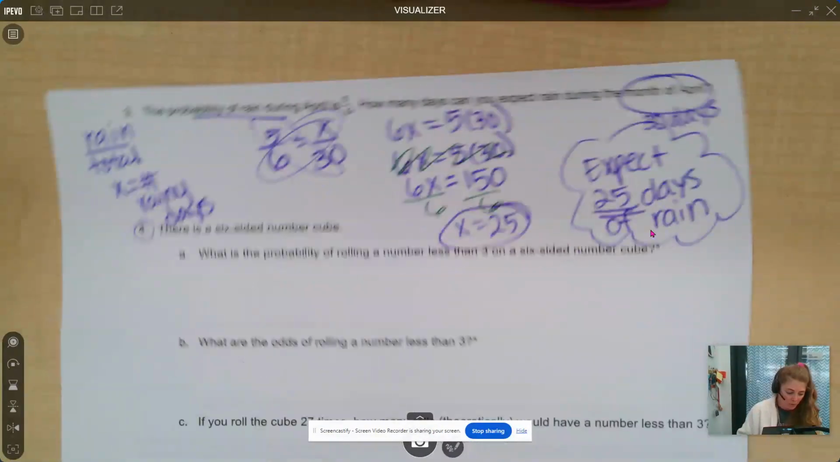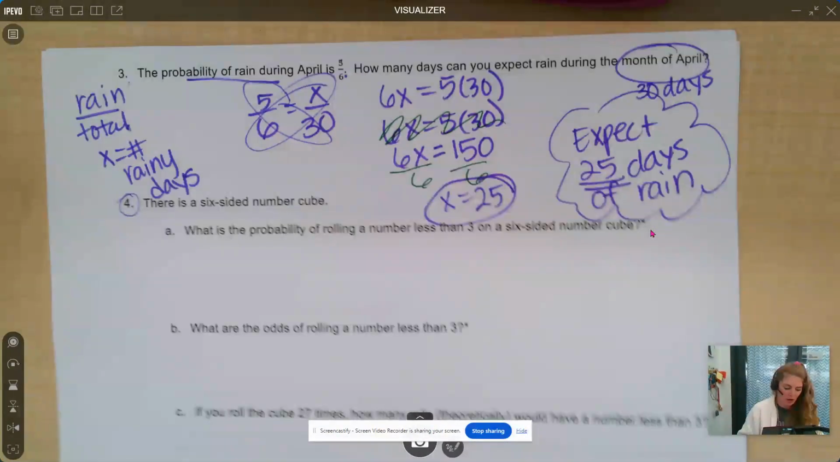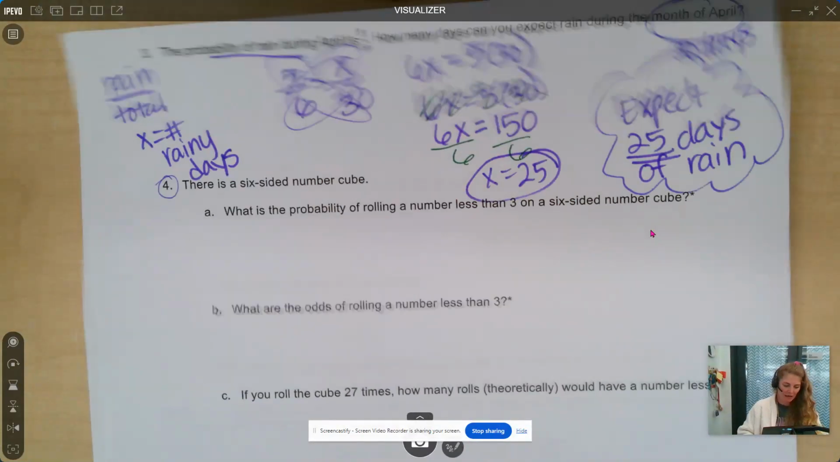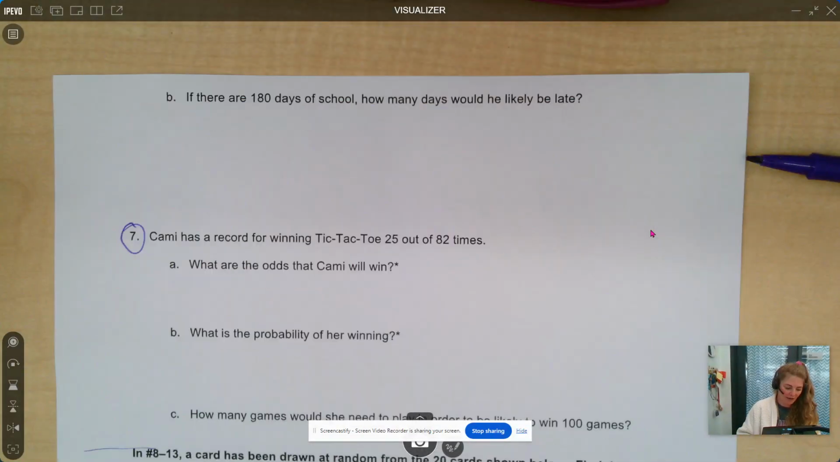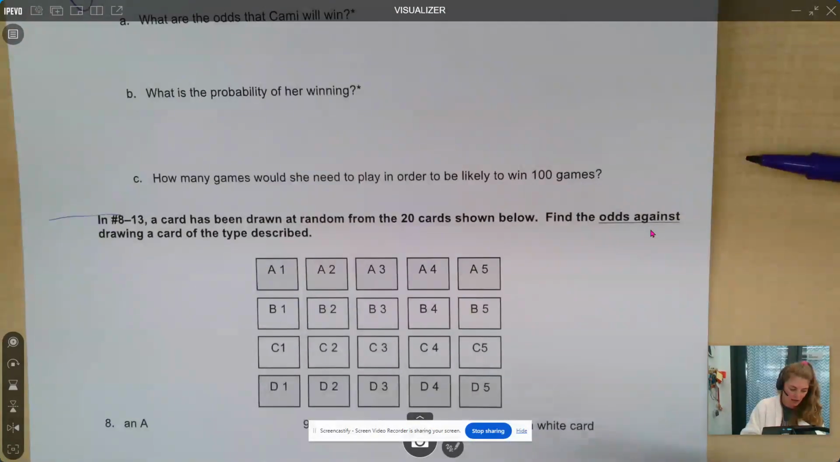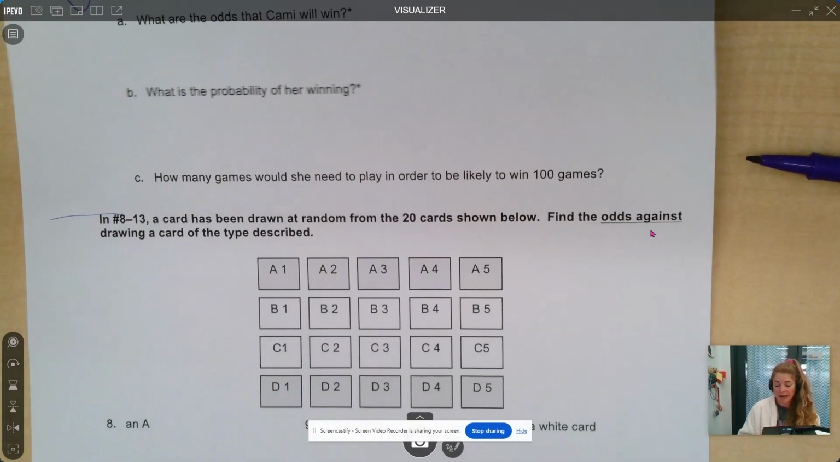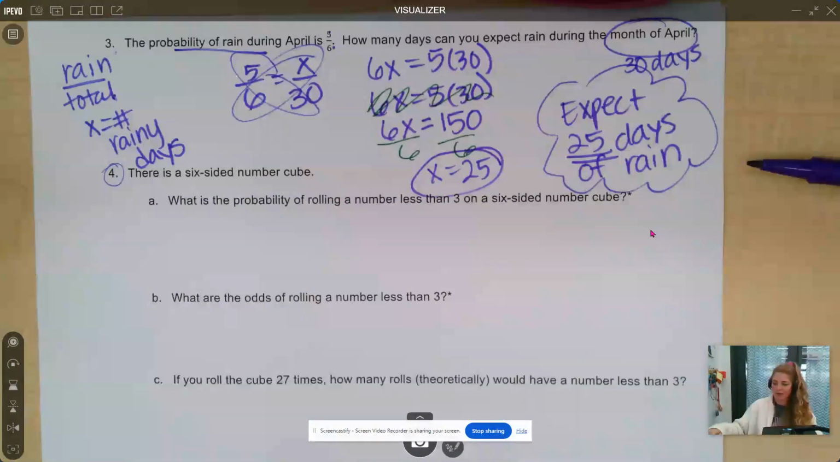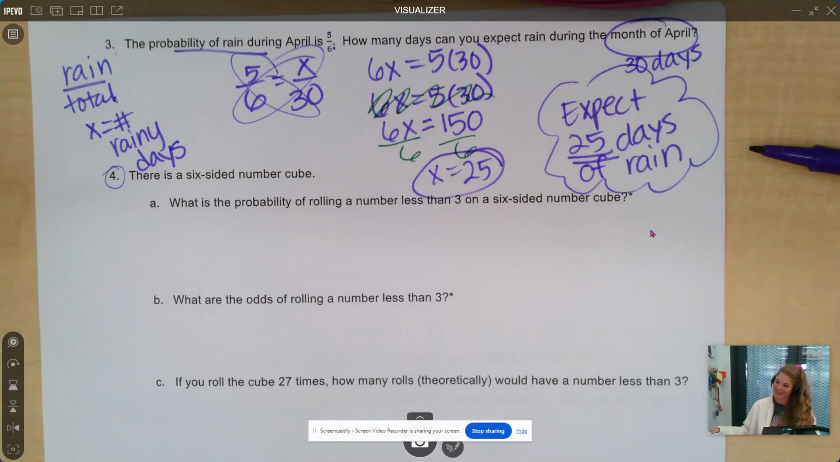Perfect. I want you to work on 4, 5, and 6 does go on to the next page, and 7. We'll go over those, and then we'll finish 8 through 13 and 14 after that. So you're going to finish through 7, pause the video, finish through 7, and we're going to go over the answers as soon as you're ready.